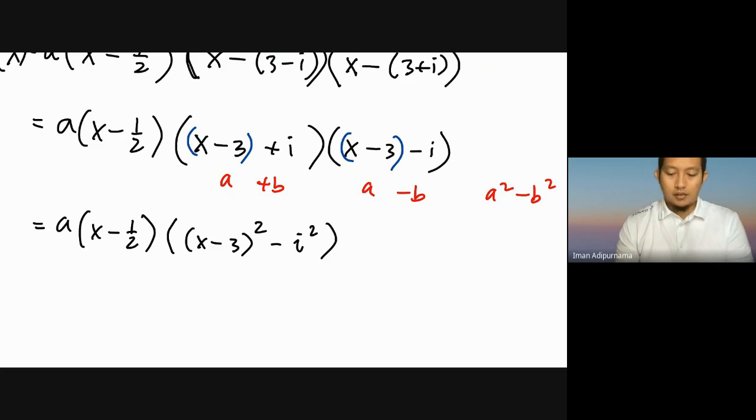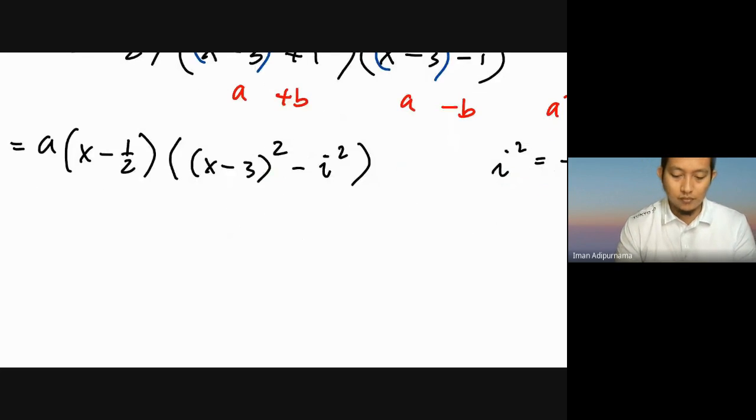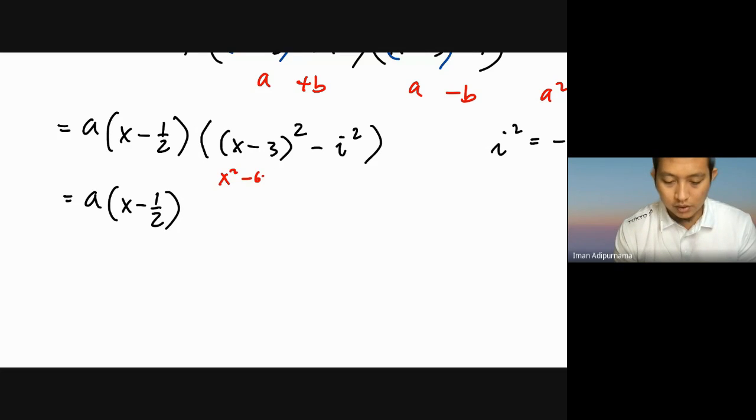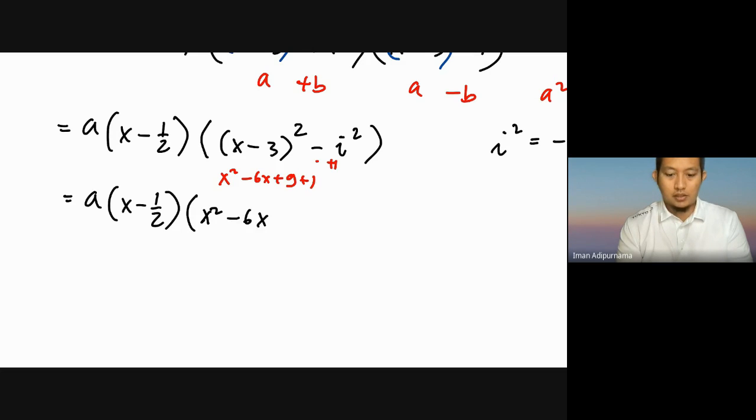Okay. I squared, it's become 1, right? Or become negative 1, right? So we can expand this. Maybe I can write here x squared minus 6x plus 9. And then this is minus minus, it will be plus 1, so it's plus 1. So I can write here x squared minus 6x plus 10.